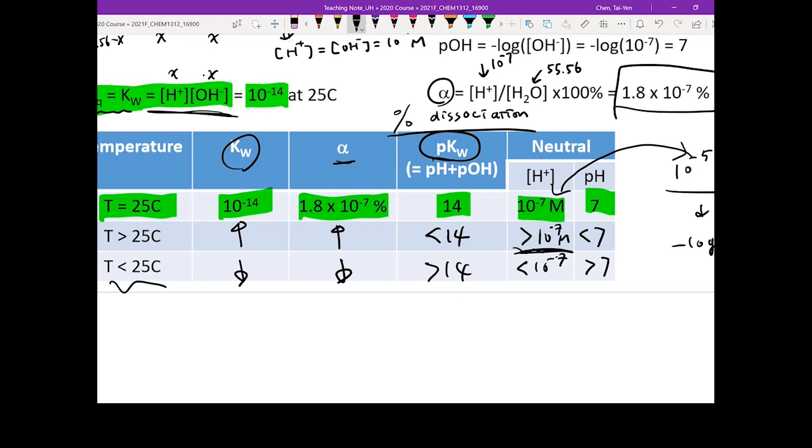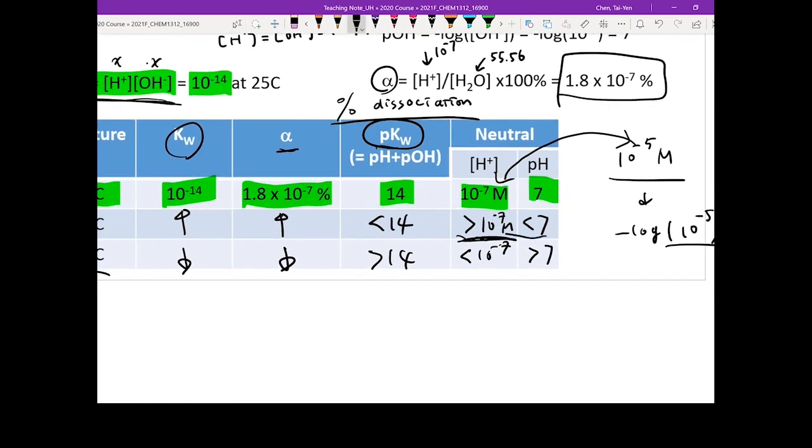One last question. If I measure the pH of water higher than 25 degrees C, and I get a pH value that's smaller than 7, is the water acidic, basic, or neutral? So if you go home, ask your mom, okay, Mom, is water acidic, basic, or neutral? What would your mom tell you? Neutral, right? So what does this mean?